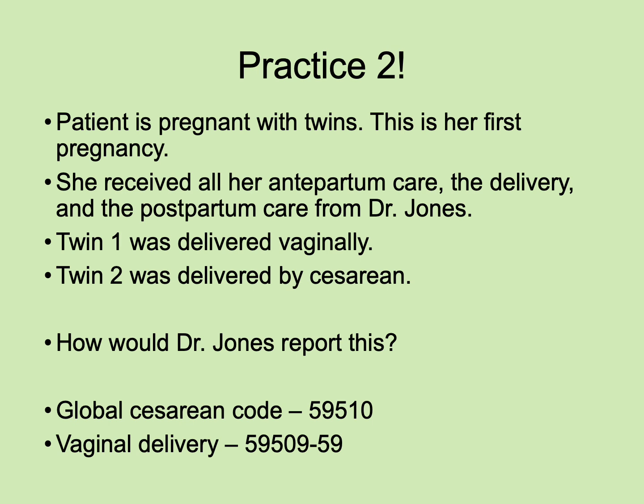So we're going to report the global cesarean code because that's the riskier one and the higher reimbursement. But it makes sense, not just doing this for reimbursement. We're doing this because this is the code that represents the higher risk of the cesarean. So we're going to do 59510 for the cesarean and then a vaginal delivery 59409-59. Now again, check with your payer because they're all over the place on this one.